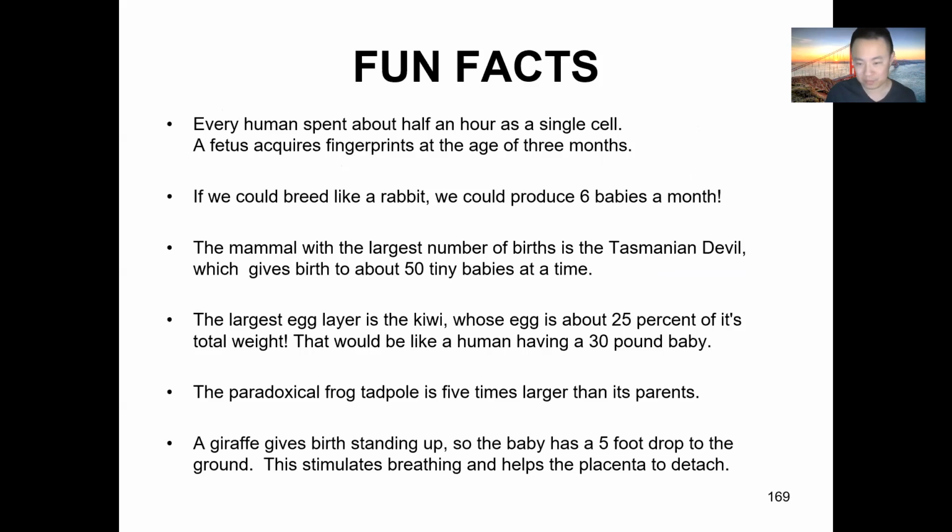All right. Every human spent around half an hour as a single egg. A fetus acquires fingerprints at the age of 3 months. If we could breed like a rabbit, we could produce 6 babies a month. The mammal with the largest number of births is the Tasmanian devil, which gives birth to 50 tiny babies at a time. The largest egg layer is a kiwi, whose egg is 25% of the total weight. That would be like a human giving birth to a 30-pound baby. The Proxidal frog tadpole is 5 times larger than its parents. And a giraffe gives birth standing up, so the baby has a 5-foot drop to the ground. That stimulates breathing and helps the placenta detach.